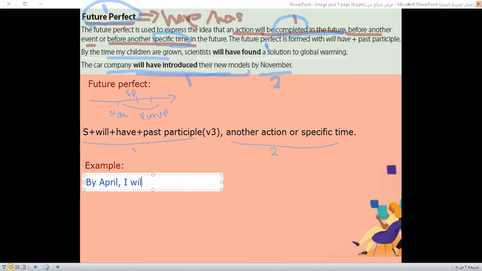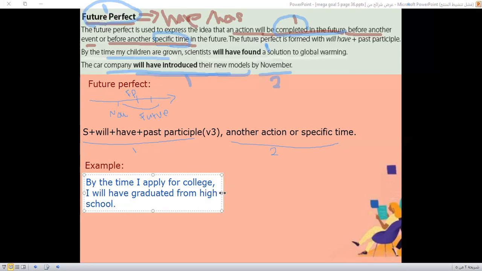Not I will be. It's another grammar. I will have applied. No, you will have done. By the time I apply for my college, I will have graduated from high school. Very good. By the time I apply for college, very good sentence. I will have graduated from high school.